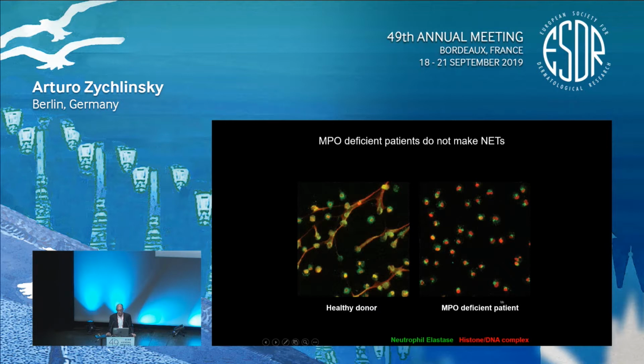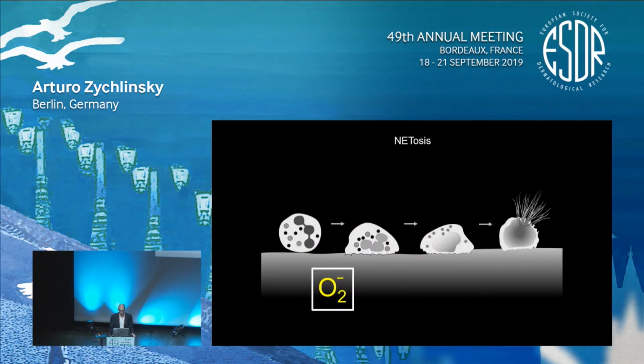And when we look at MPO deficient patients, they really don't make NETs. The nuclei remain lobulated. And interestingly, these patients that were MPO deficient were initially suspected to be CGD patients because of their symptoms. So in the process of NETosis, as I already mentioned, we conclude with the experiments, and other experiments I didn't show, that the production of superoxide and hydrochloric acid is essential in NETosis. But that is in the first 20 minutes of the activation.